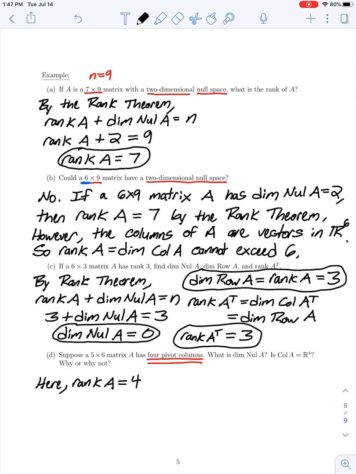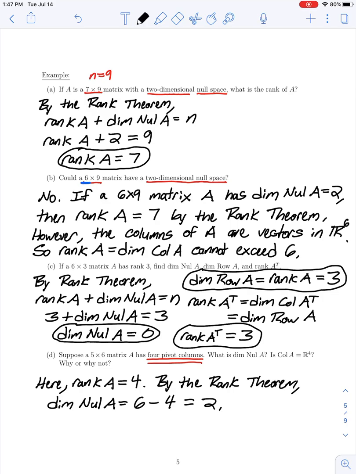And so using the rank nullity theorem, we can determine the dimension of our null space. So let's say by the rank theorem, the dimension of the null space of the matrix can be found by taking the number of its columns, which was 6, and subtracting the rank of A, which was 4. So we have 2 for the dimension of our null space, or the nullity of this matrix.